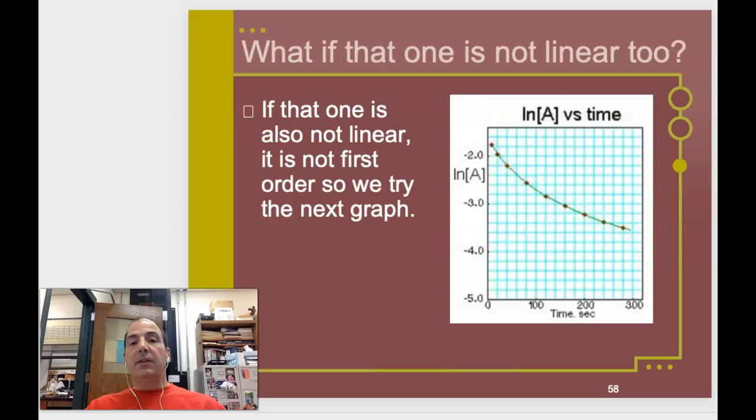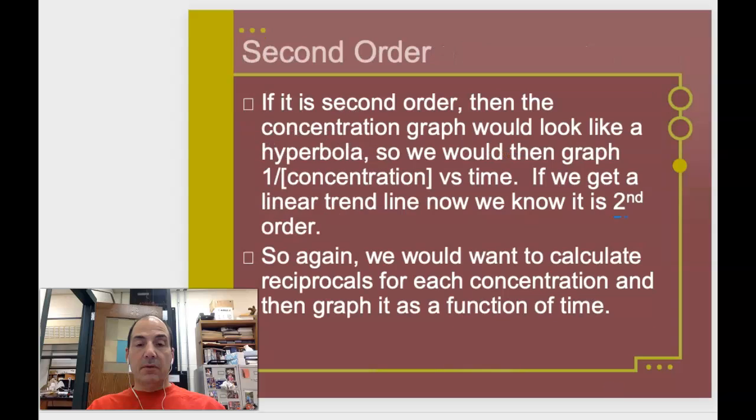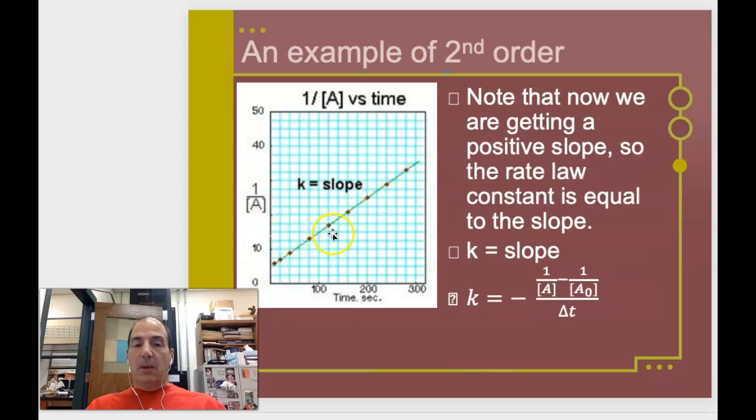What if it's still not linear? Then we still have a curve, so we go on again and make our last graph, which is 1 over concentration versus time. If this gives us a linear trend line, we know it is second order. I'm going to go through graphing and explain all this in a minute. However, the biggest difference is that when you do this graph, you actually get a positive slope. So k is now equal to the slope.